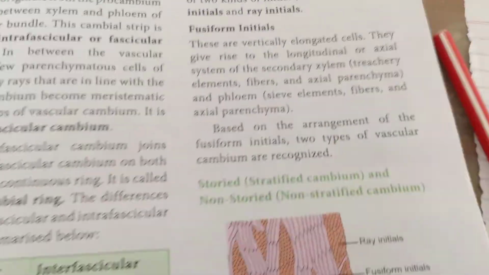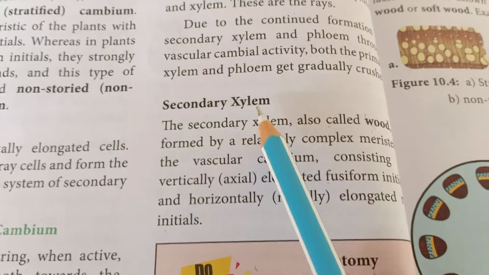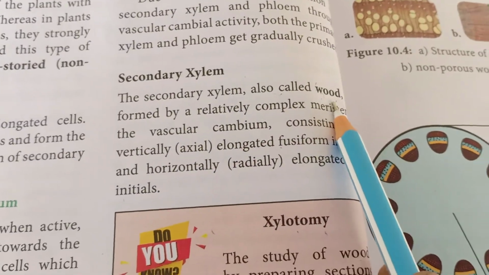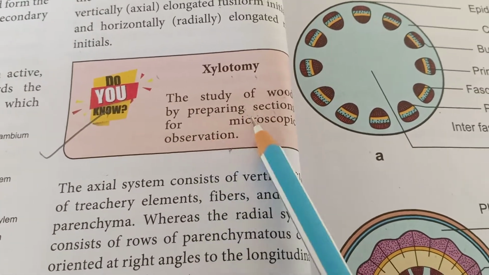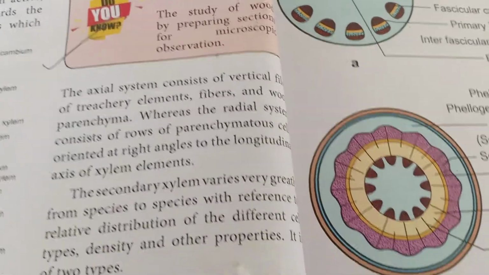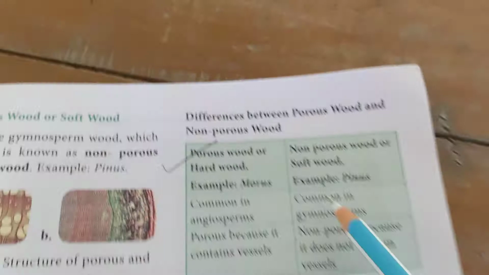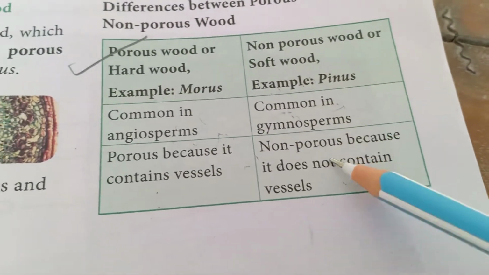And then coming to the next topic, which is about secondary xylem. What is secondary xylem? It is also known as wood. The next, xylotomy. What is xylotomy? Study of the wood by preparing microscopic sections is called xylotomy. And there are two types of wood you can find in the tabular column: porous wood or hardwood, and non-porous wood or softwood. So learn this tabular column.